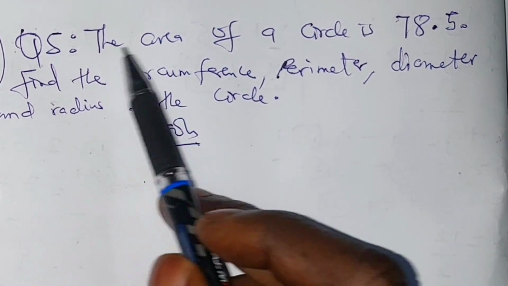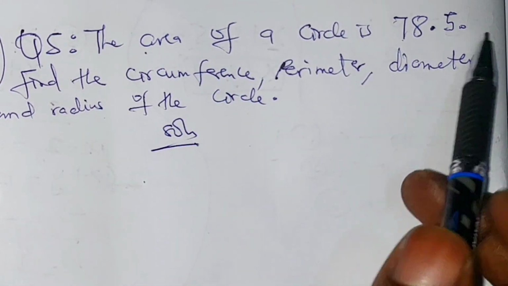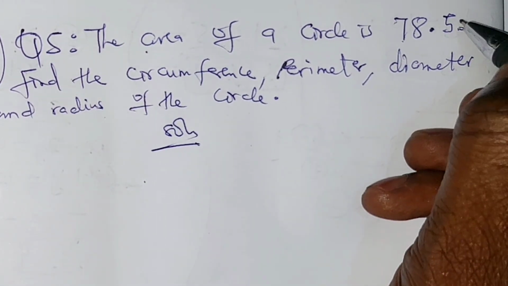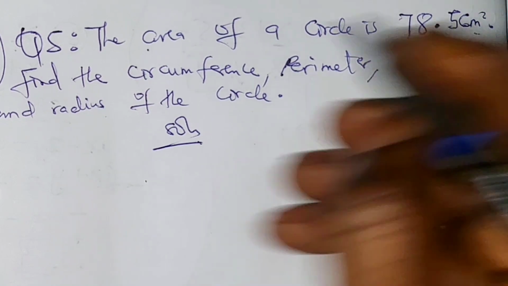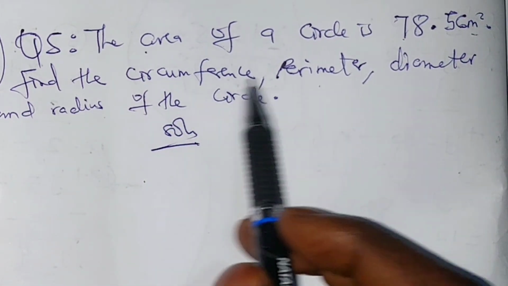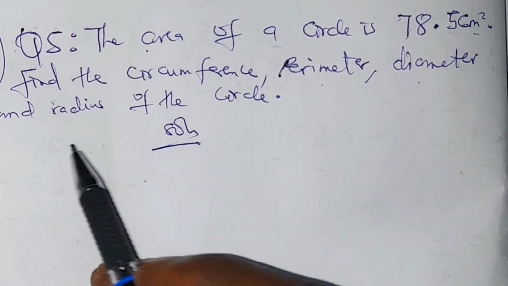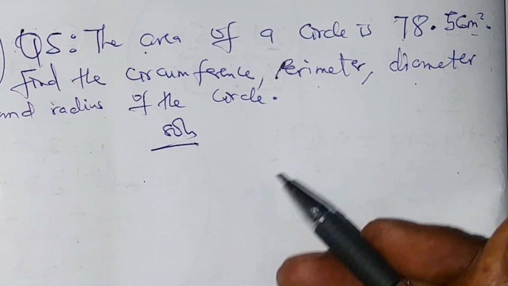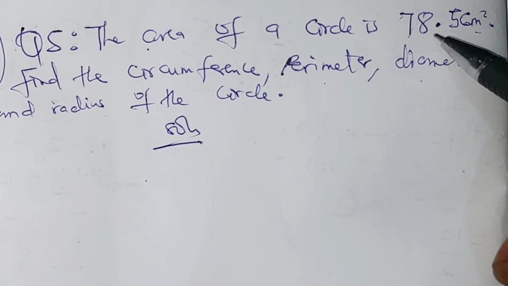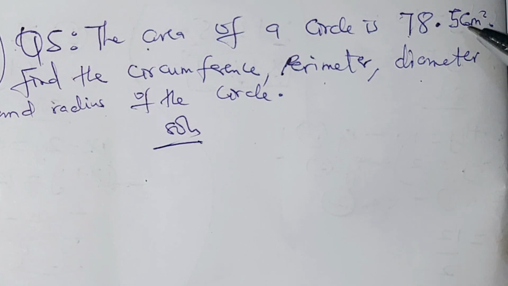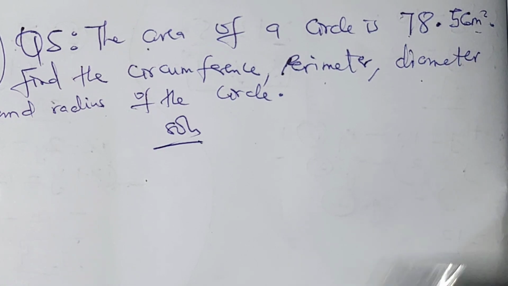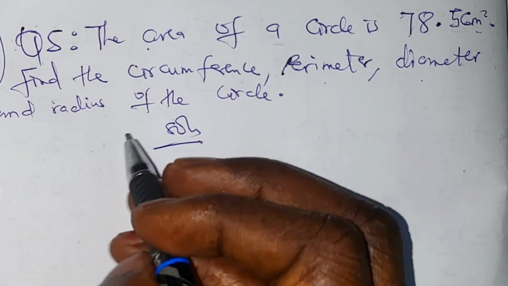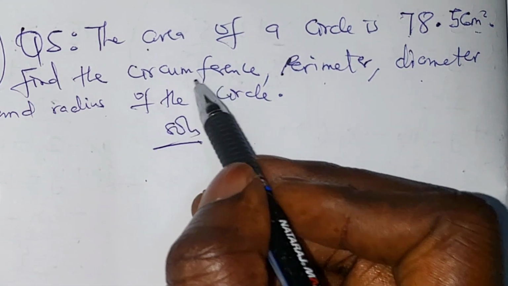Question 5 says that the area of a circle is 78.5 centimeters square. You have to find the circumference, and also the perimeter, the diameter, and the radius of the circle. The 78.5 is almost the same as the question we solved initially, so I just don't want to make a lot of changes. Let's go. We are looking for the circumference first.